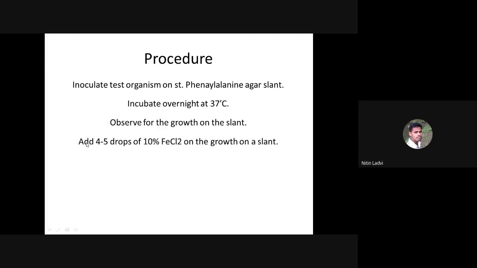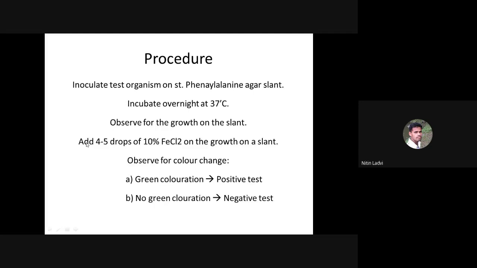Once you confirm that there is a presence of growth on the slant, we are supposed to add near about 4 to 5 drops of freshly prepared 10% ferric chloride on the growth on the slant. Okay, and we are supposed to gently tilt it in two directions, so that the overall growth on the slant gets covered with the added 10% ferric chloride, so that the reaction can take place over the whole surface of the growth. Okay, and then we are supposed to observe for the color change. So if you are getting green coloration, we interpret that the test is positive. And if there is no color change, then the test is negative.